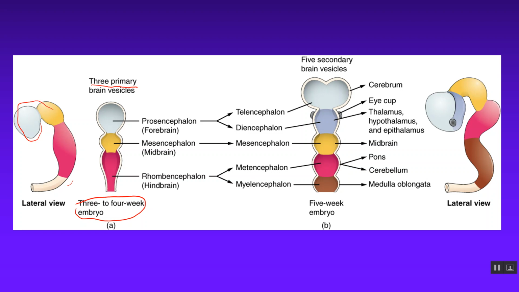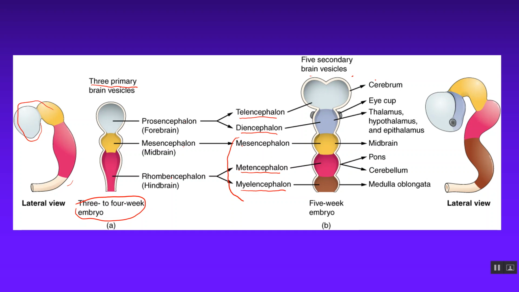Then you move towards what's called the 5-vesicle stage, and you get further development. The prosencephalon differentiates into the telencephalon and the diencephalon. The mesencephalon stays mesencephalon. The rhombencephalon divides into the metencephalon and the myelencephalon. So that's how you go from 3 to 5 vesicles. These get confusing, but it's nice that they're in alphabetical order. If you look, mes, met, my, that helps me remember where we go from top to bottom: mes, met, and my.